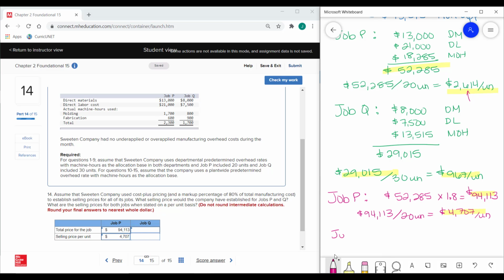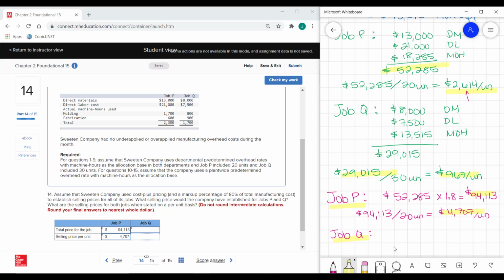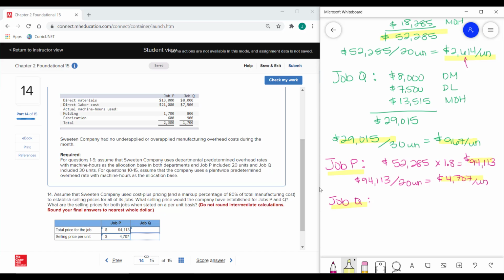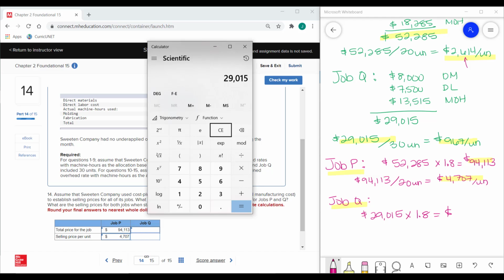Now, what about job Q? Same process, right? We already did all of the work to know what the cost is of job Q overall and per unit. So we can take that cost of job Q of $29,015, multiply it by 1.8 to see what we should sell this job for. So $29,015 times 1.8, that comes out to a selling price of $52,227. That's for the job as a whole.